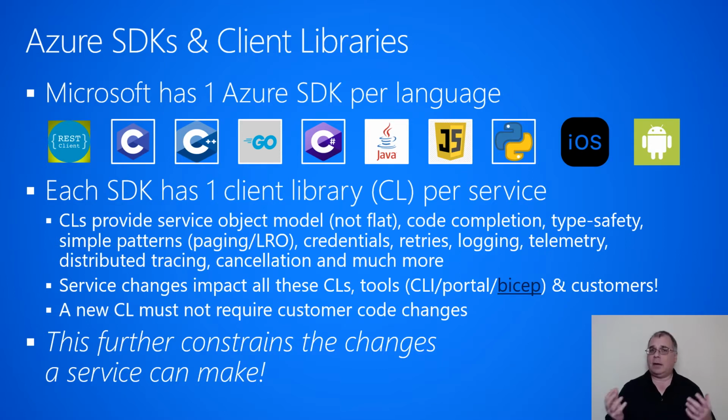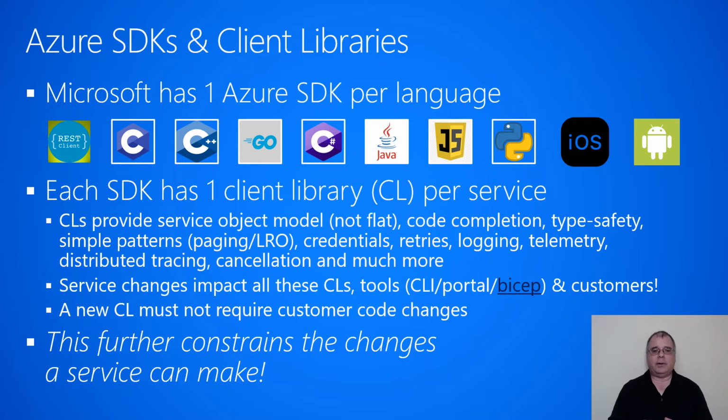And we may add other languages over time, and some of these may go away over time, depending on what the community at large requires from us. Each SDK has one client library per service. So there would be a client library for storage, and a client library for Key Vault, and a client library for speech recognition, and so on. Those are the terms that we use. There's one SDK per language, and each SDK has multiple client libraries, one per service.